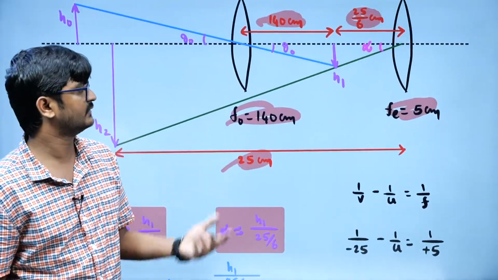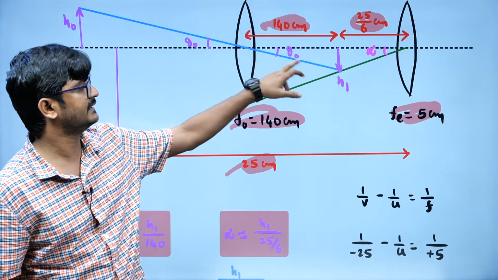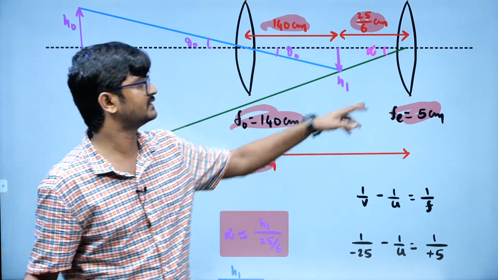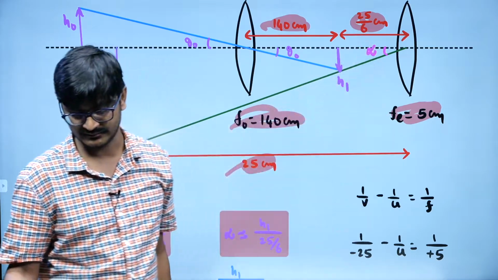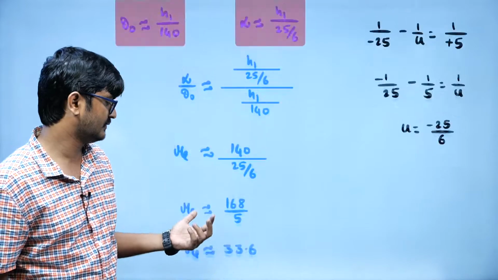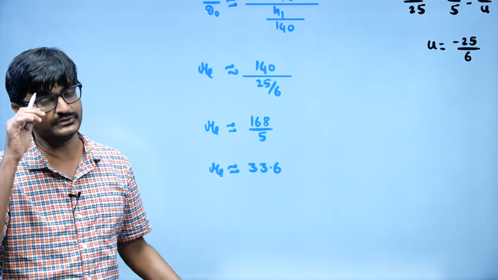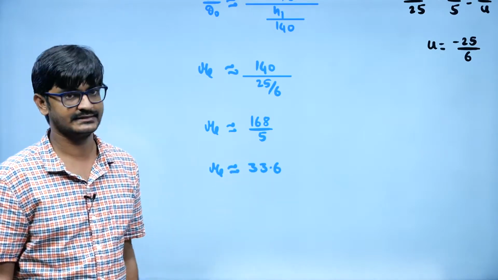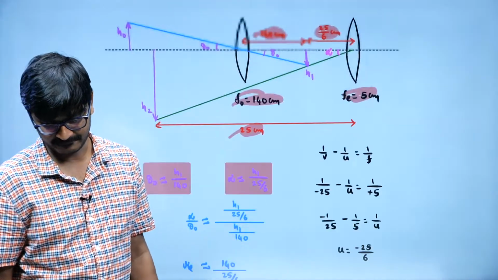Now what you need to see is the angle subtended with my naked eye. It is h1 by 140. What is the angle subtended using this instrument? h1 by 25 by 6, so h1 by 25 by 6 divided by h1 by 140. When you do it, you will be getting 33.6. So using this instrument, I can increase the angle subtended by 33.6 times, right?